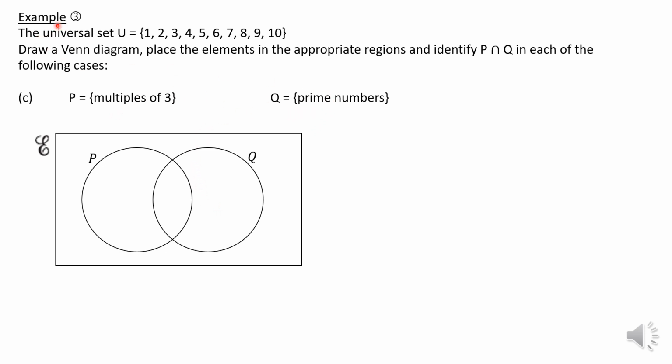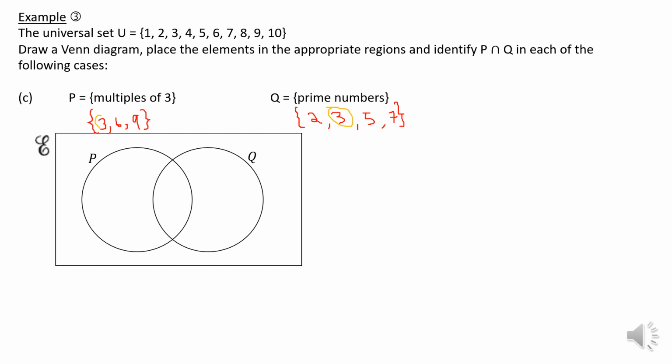So suppose you were supposed to write down the multiples of 3 from this particular information here from the universal set. The multiples of 3 will be 3, it will be 6, and it will be 9. These will be the multiples of 3. And if you were supposed to write down the prime numbers, you will have 2, 3, 5, and 7. And then you will realize that there is something that they have in common. And what they have in common is this 3 here.